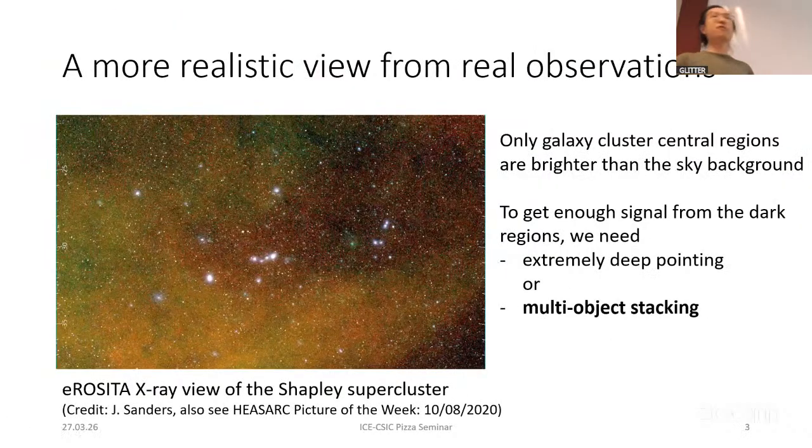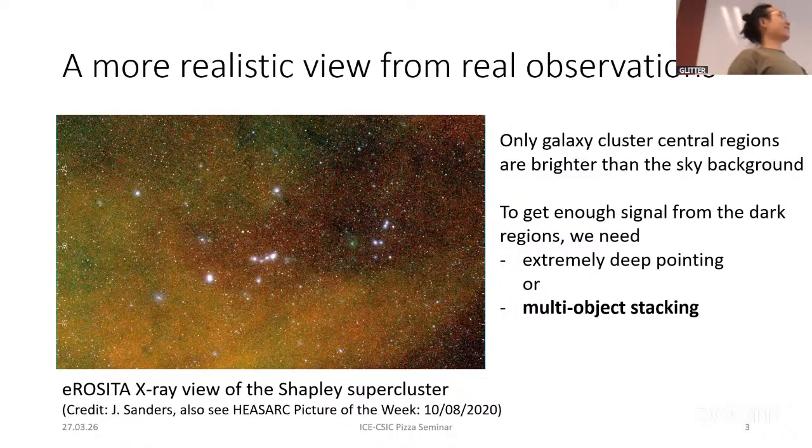And here is a more realistic view from real observations. We have our eROSITA all-sky survey. Here is the image made by our colleague Jeremy Sanders. It shows you the Shapley supercluster, a very massive supercluster not far away. From this image, we only see that the sky background varies here. The color shows you different temperatures of the sky background, the Milky Way gas.